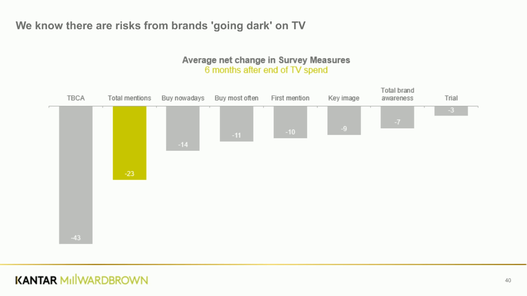And we know from our data that there are big risks associated with brands going dark on TV. So we can see here the average change in survey measures 6 months after a brand stops spending on TV. And you start to see quite significant decreases in quite a lot of them. So obviously the biggest impact is seen in people being aware of your brand's communications, which is what's indicated here as TBCA, Total Brand Communications Awareness. That's to be expected. If we do less advertising, people will think we do less advertising.